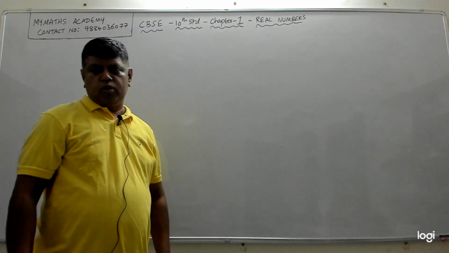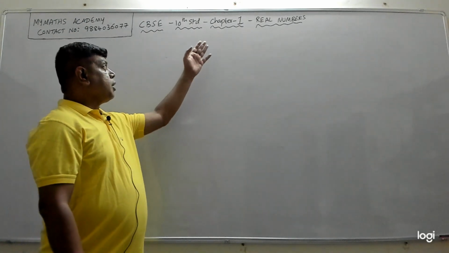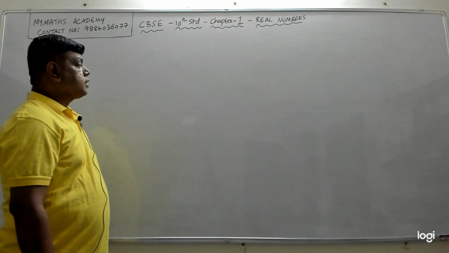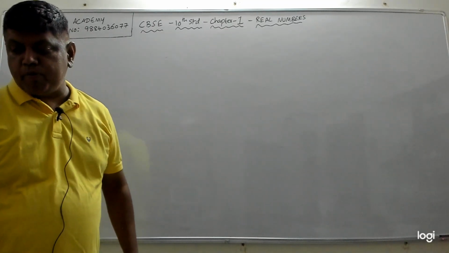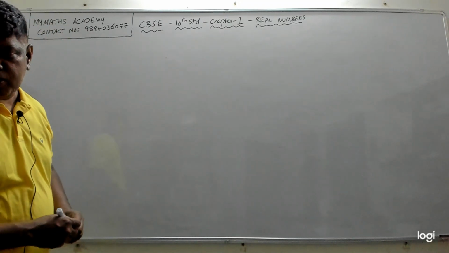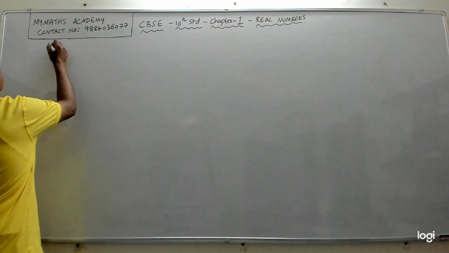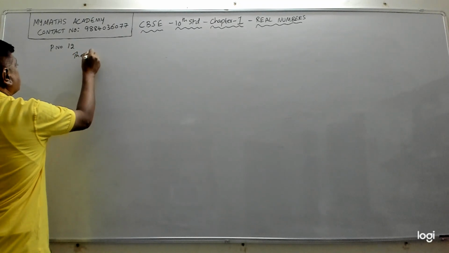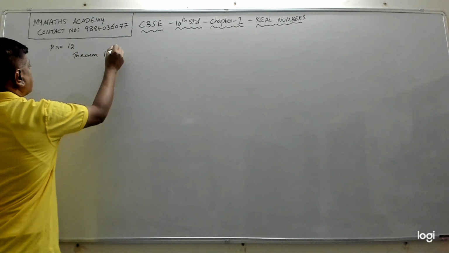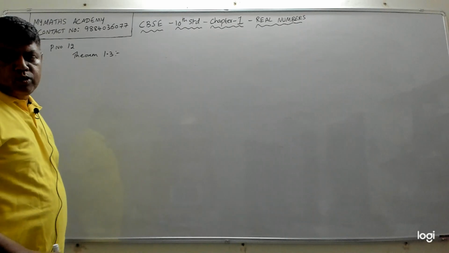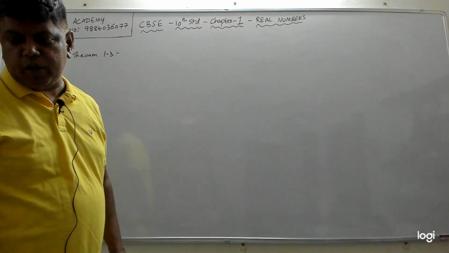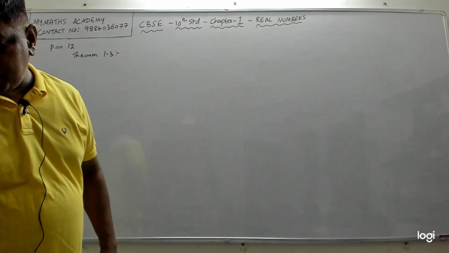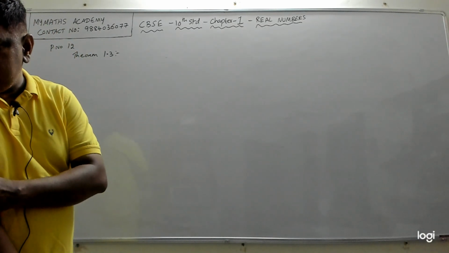In this video, we'll continue with chapter number 1, Real Numbers, from 10th standard CBSE Maths. We will continue from page number 12, theorem 1.3. So we will see only the statement of the theorem. The proof is not part of your exam.